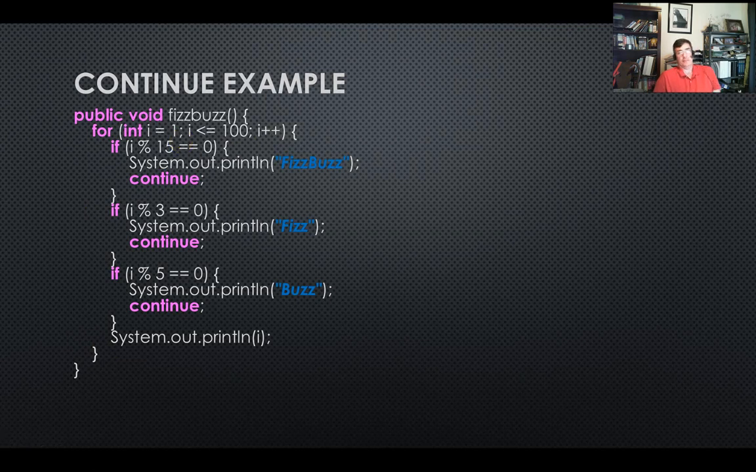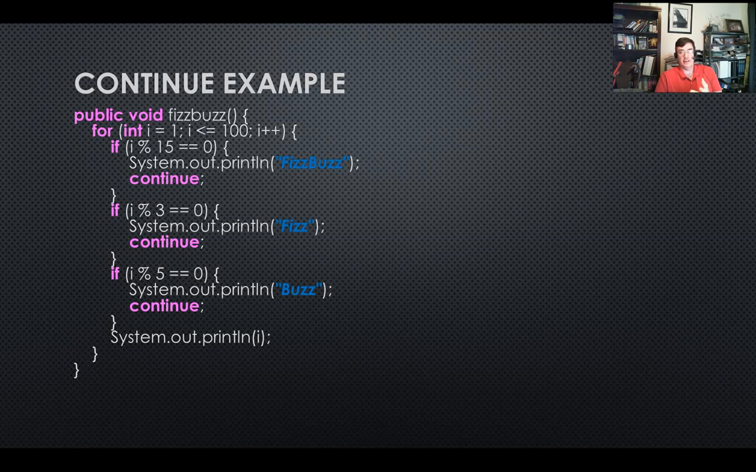So we can see this method is going to print out 1, 2, fizz, 4, buzz, fizz, because 6 is evenly divisible by 3, 7, 8, fizz again, because 9 is evenly divisible by 3. Then it's going to print out buzz. Then it's going to print out 11, fizz, 13, 14, fizzbuzz.